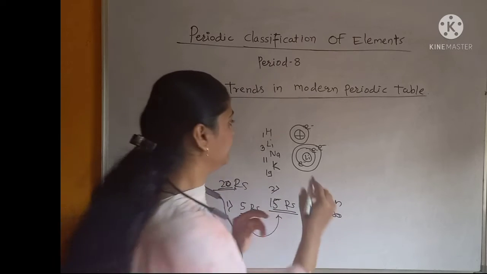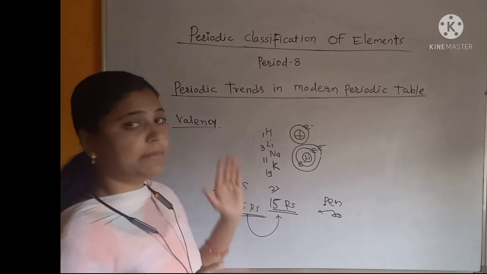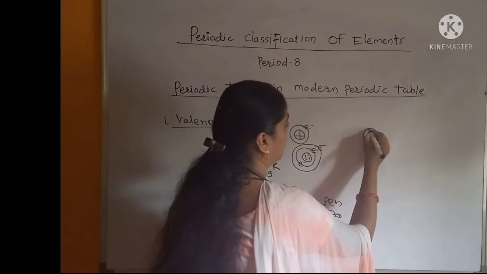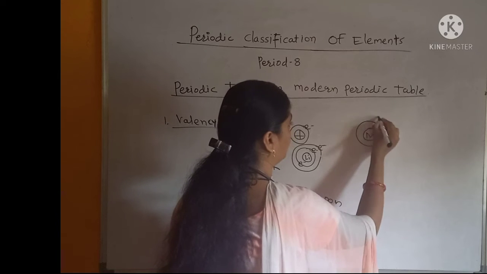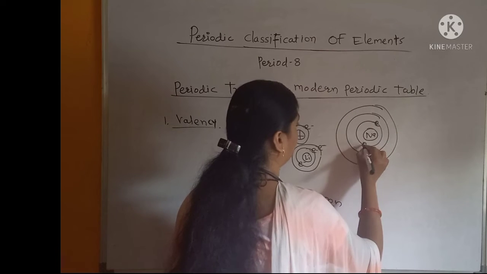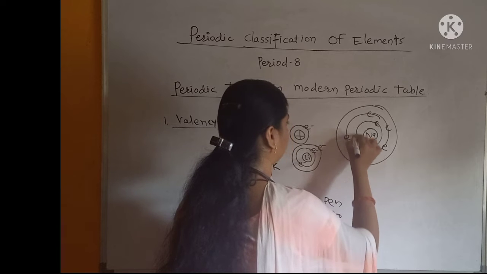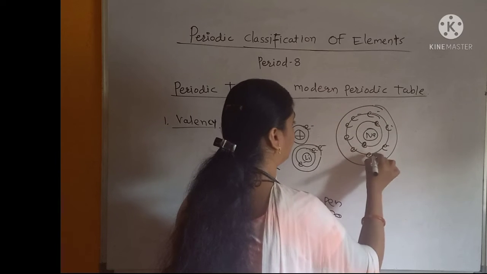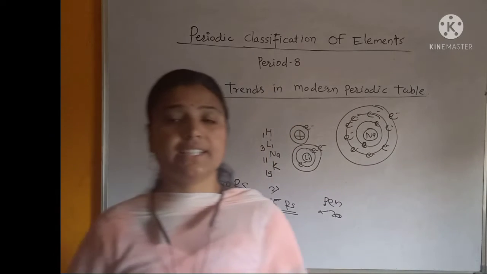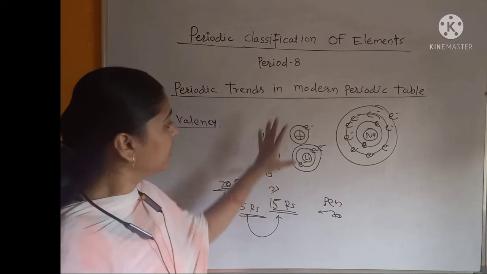their orbits along the group increase, but their valency is stable. When we see the electronic configuration or structure of sodium, there are 2 electrons present in the first orbit, 8 electrons in the second orbit, and in the last orbit only 1 electron.